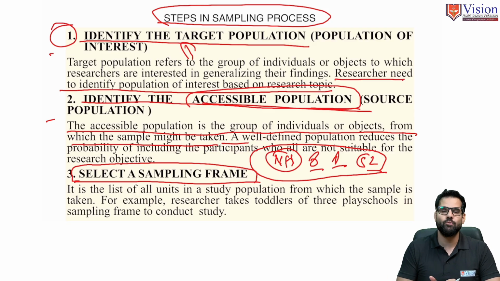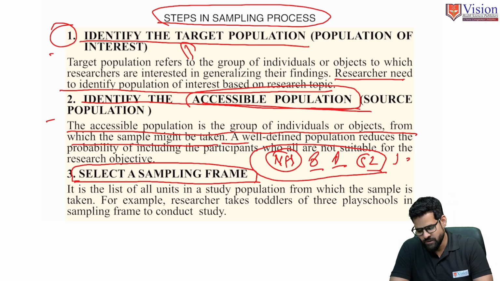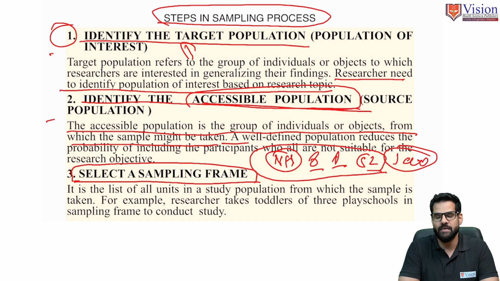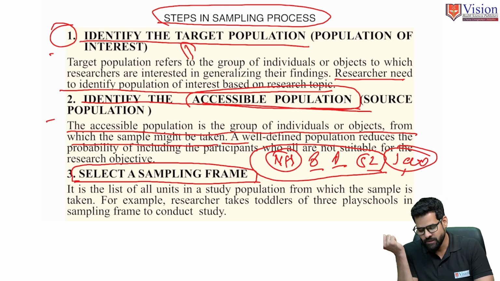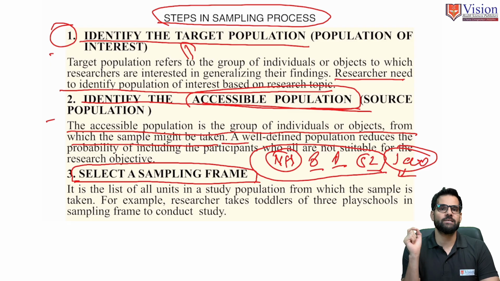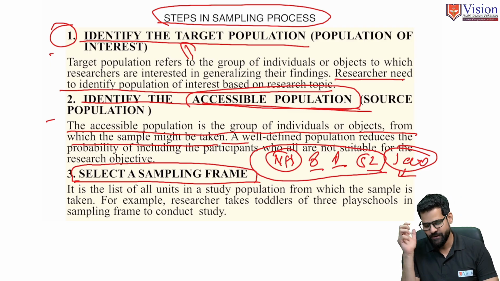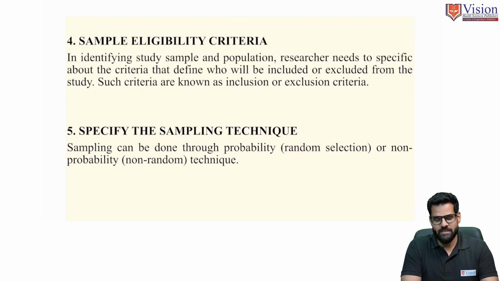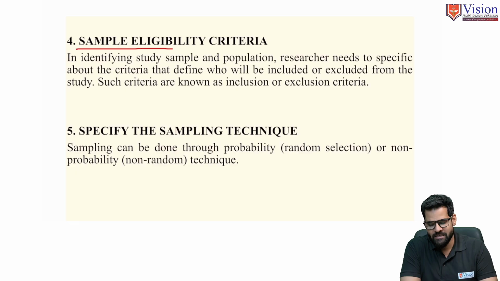You have to prepare the list of all the people traveling there, all the truck drivers, and suppose 1000 drivers are visiting through these routes in a defined time. So the names of all these 1000 truck drivers become your sampling frame. So a sampling frame is a list of all the people from your source population. What is next? Then sample eligibility criteria.